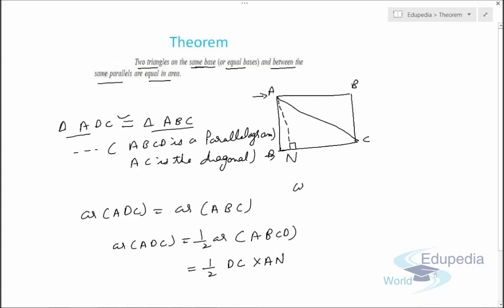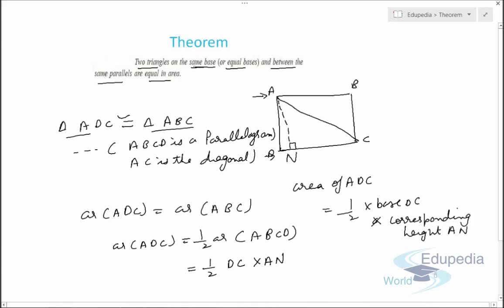Therefore, we can write area of ADC equals half the base DC times the corresponding height AN. Now the theorem says that it should be either the same base or equal bases. Now if you consider this triangle ABC, AB is equal to CD, because in a parallelogram opposite sides are equal, so we can write area of ADC equals half AB into AN also. Now, if the areas are equal and the bases are equal, we can also say that their corresponding heights will also be equal. Then only the areas can be equal.